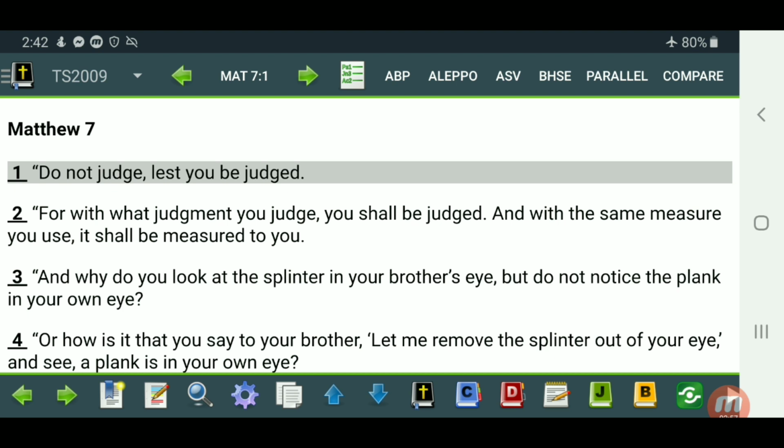And why do you look at the splinter in your brother's eye, but do not notice the plank in your own eye? So in reality, he's saying here, you shouldn't be hypocritical about your judgment, meaning do not be judging other people when you yourself don't even have your own life in order. I can't come to you if I'm an alcoholic, a drug addict, a prostitute.